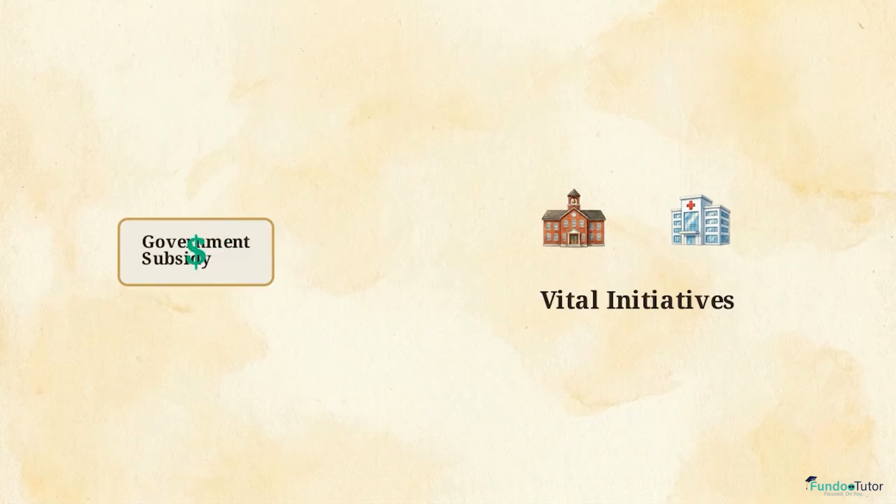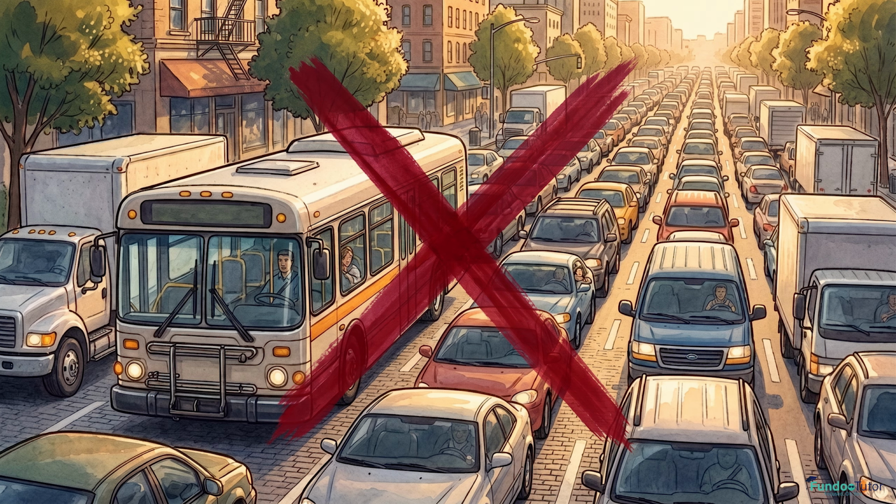There is also a massive opportunity cost. Every dollar spent subsidizing buses is a dollar taken away from other vital initiatives, like building schools or funding healthcare. If corporate compliance is low and opportunity costs are high, these market interventions become highly inefficient.